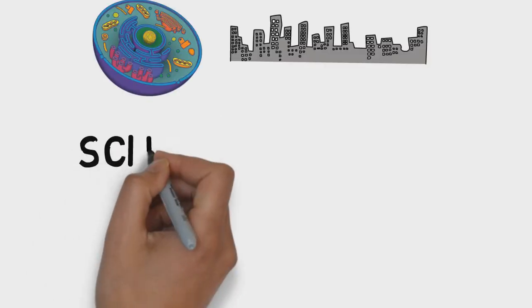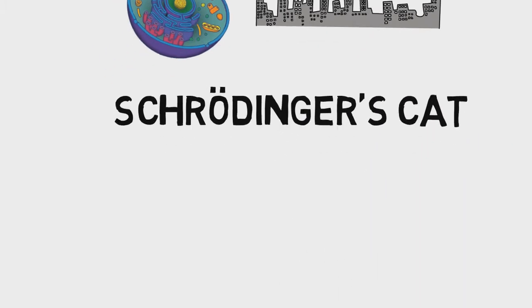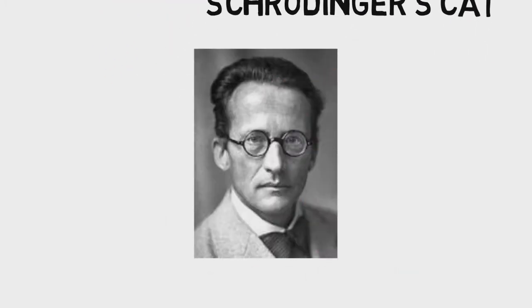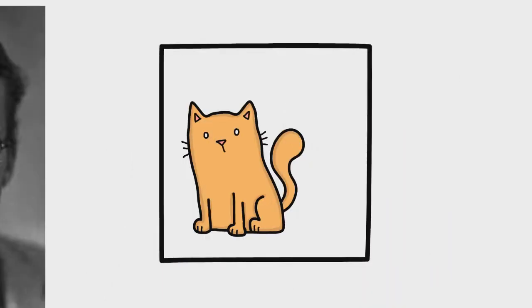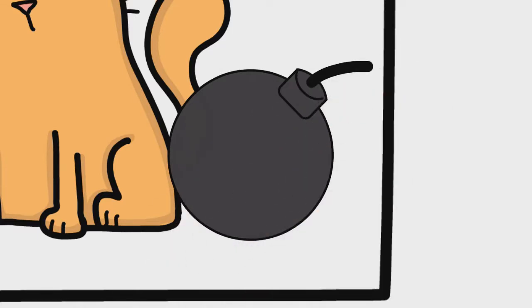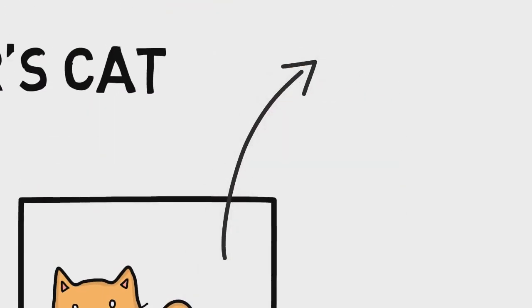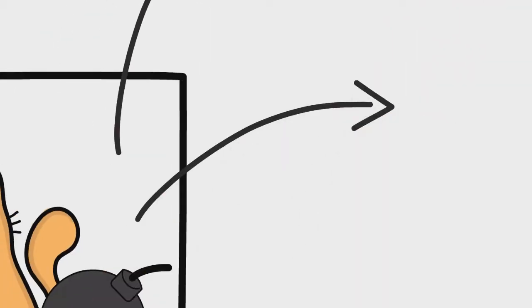Back to physics. One analogy we often use is known as Schrodinger's cat. It's a thought experiment devised by Erwin Schrödinger in 1935. The paradox goes like this. There's a cat in a box. It's placed with an explosive device, let's say a bomb. It has a 50% chance of going off and killing the cat, and a 50% chance of nothing happening at all.